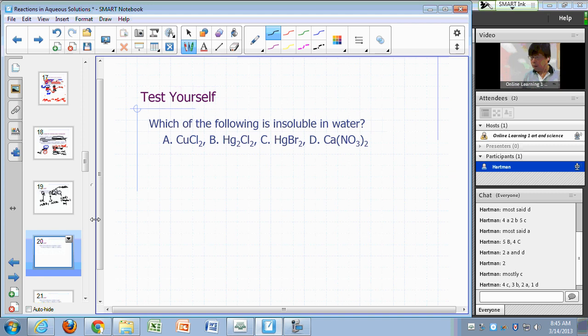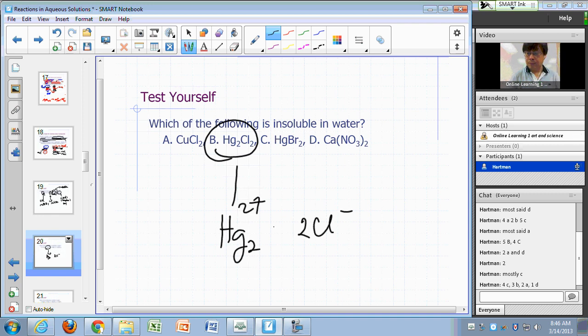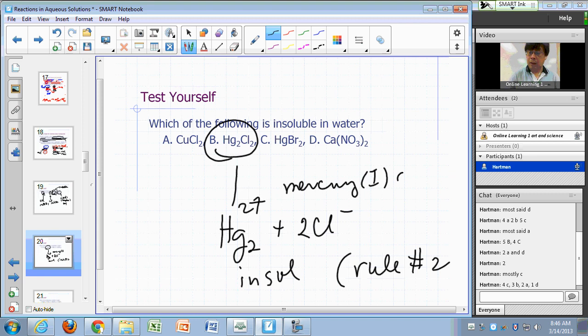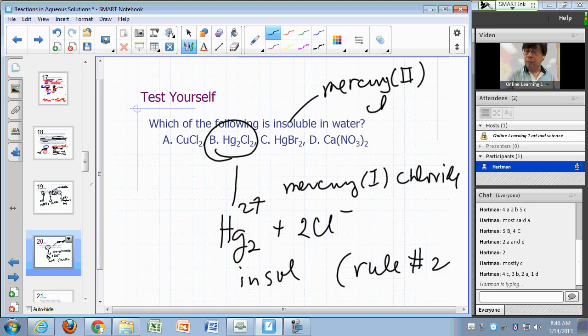Okay, correct answer here is B. This is mercury 1, Hg2 2+, and chlorides. Okay, so this is insoluble. Rule number 2. Okay, so which is mercury 1 chloride. Okay, this is mercury 2 bromide. That's soluble according to rule number 2. Okay, soluble, rule number 2.